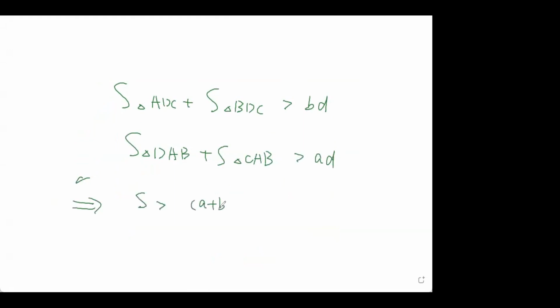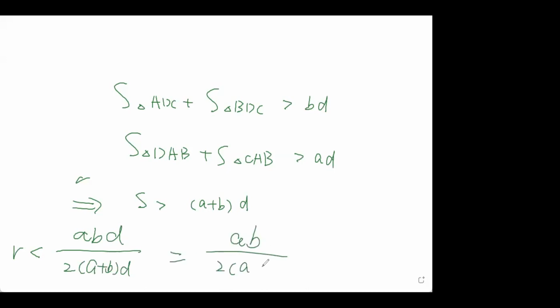Then you sum them up, and you will get S is bigger than A plus B times D. And since R is smaller than or equal to 1/2 of ABD over S, we know R is smaller than ABD over twice A plus B times D, which is equal to AB over twice A plus B. So this one is just, we all know R equals 3V over S, and the Steiner theorem tells us the relationship between the volume and its edges, the distance between its opposite edges, and the angle they form.